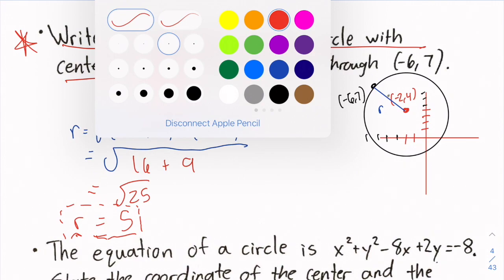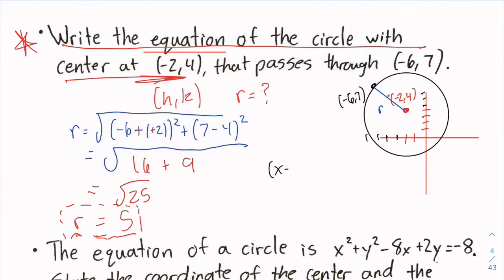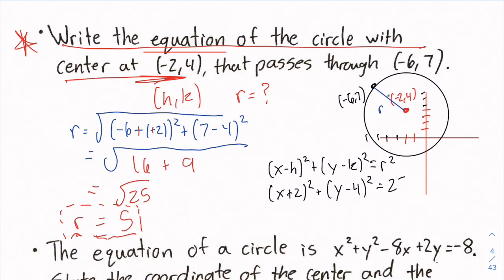So again, the formula for your circle, I'll put it in black here. (x minus h) squared plus (y minus k) squared equals r squared. Plug everything in. My center h is -2, so it'll be x plus 2, right? Plus y minus 4. And my r is 5, so 5 squared is 25. Boom. That's your final answer. Okay.